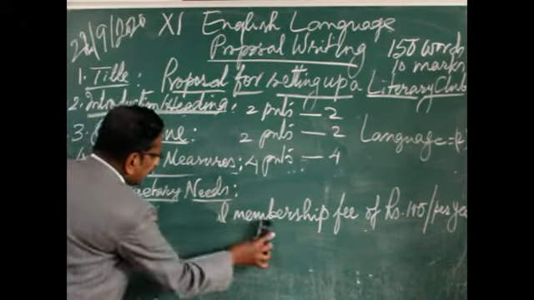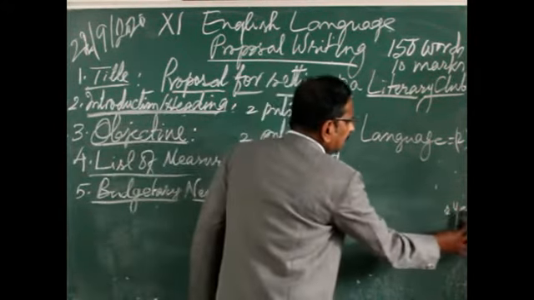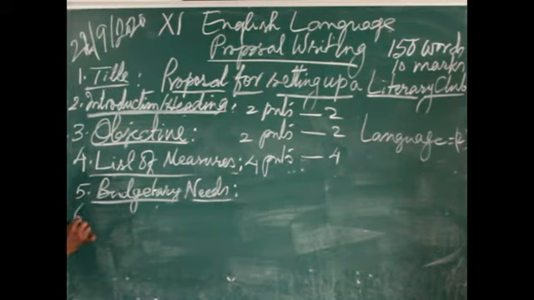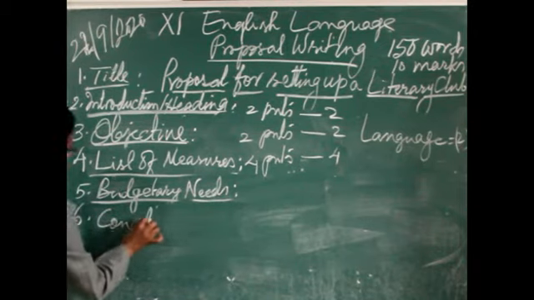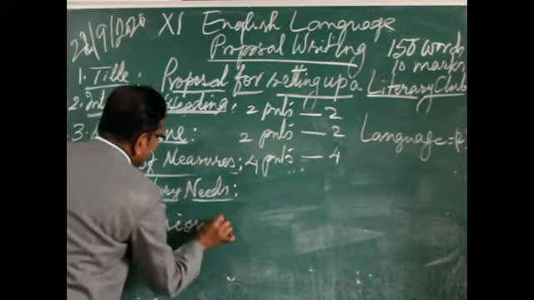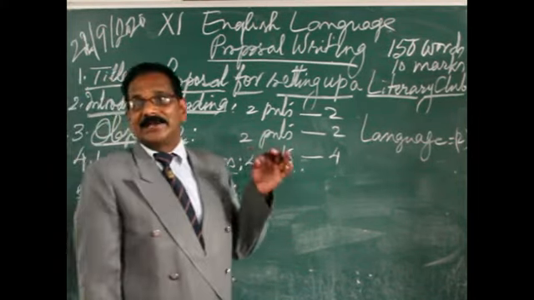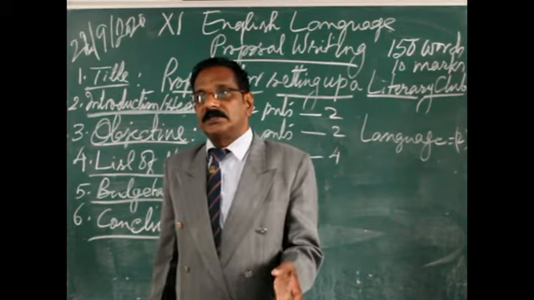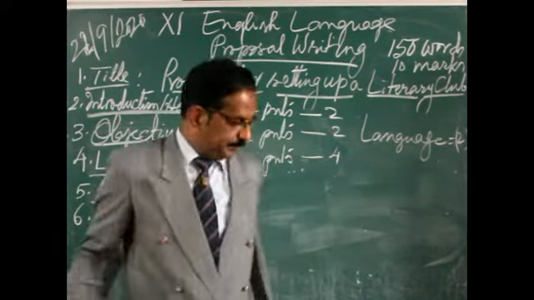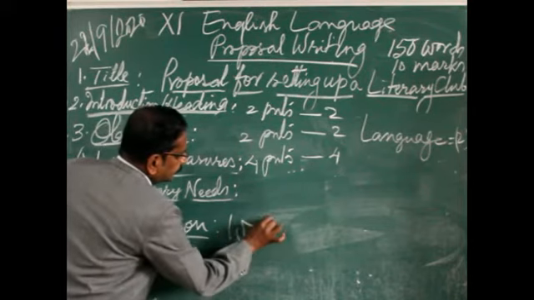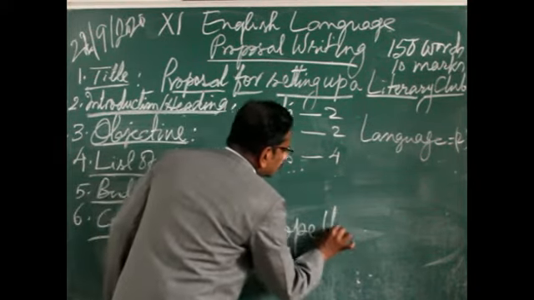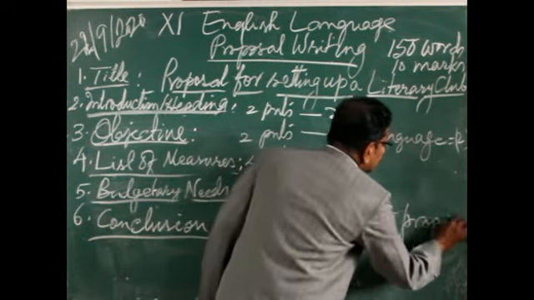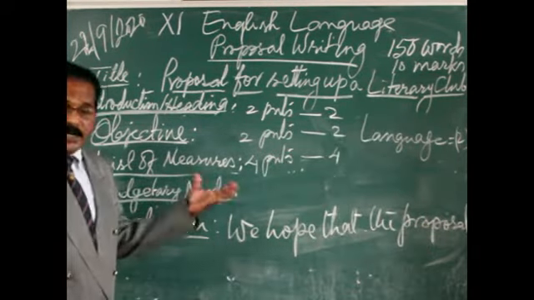Okay. Then, the final point that we have to include is a conclusion. Number 6. Conclusion. An appropriate sentence that will express, we hope that the proposal will be accepted and many students will benefit from it.